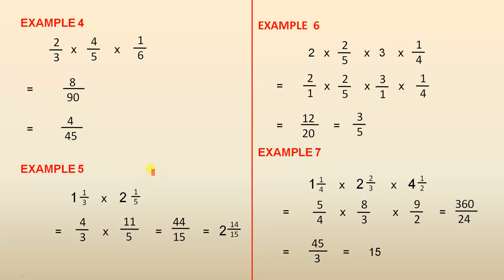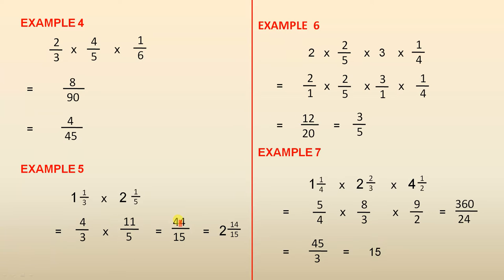Example 5, we're multiplying two mixed fractions together. I prefer to change each of them to improper fractions. So that's exactly what I've done here. So 1 1/3 is 4 over 3. 2 1/5 is 11 over 5. I'm sure you remember 3 1s are 3 plus 1 is 4, 4 over 3. 5 2s are 10 plus 1 is 11, 11 over 5.